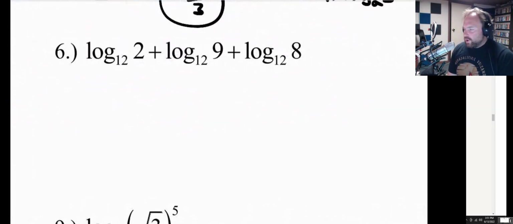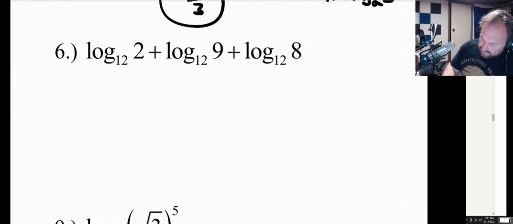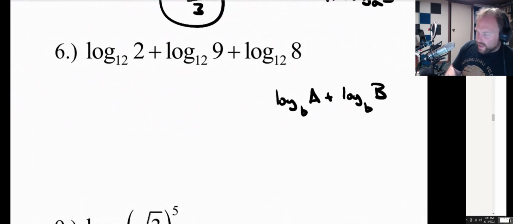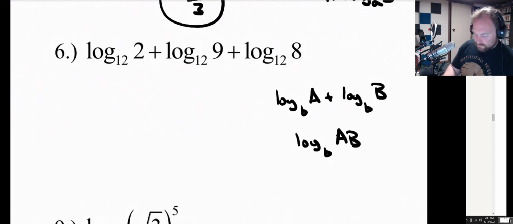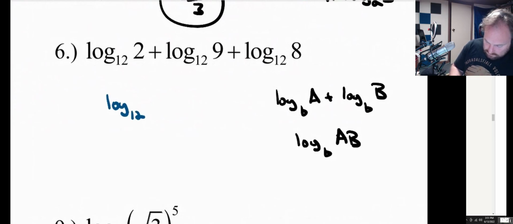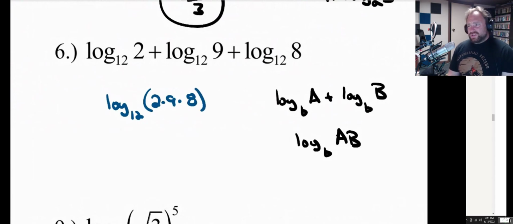Here's another classic logarithmic rule. If you have a log base b of a and you're adding to that a log base b of some other capital B, for example, you can take the A and B and multiply them together. This is the log base b of a times b. So essentially what we're going to do here is combine all three of these together. This will be the log base 12 of whatever 2 times 9 times 8 is.